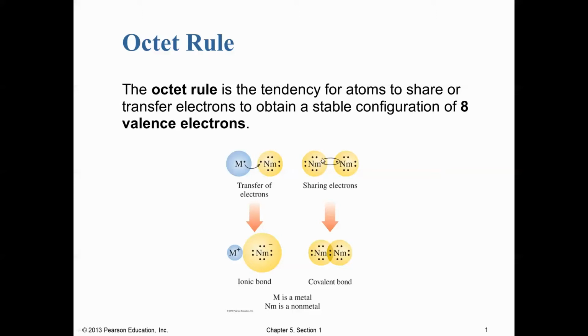Our nonmetals right here initially each have 7 valence electrons represented by these 7 dots, and if they come together and share, they both get to count the shared electrons, so now each atom has 8 valence electrons. This is the reason why these covalent bonds form.